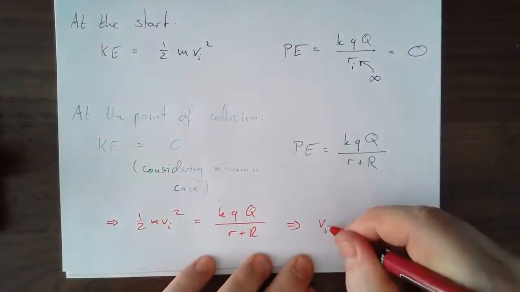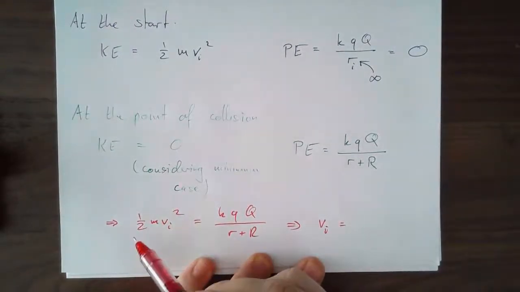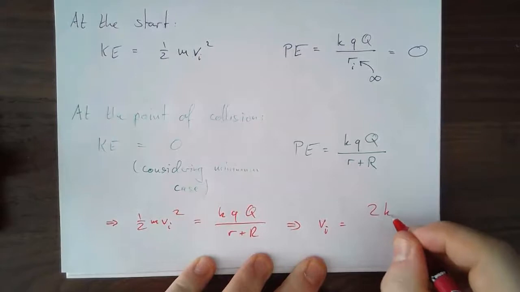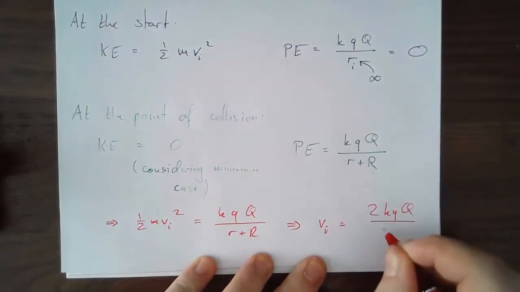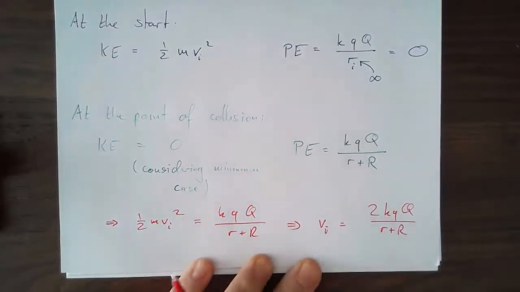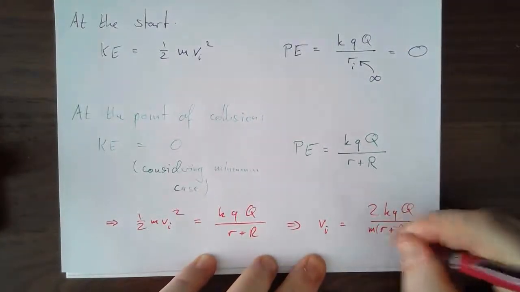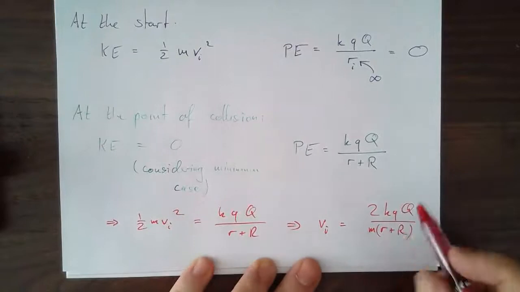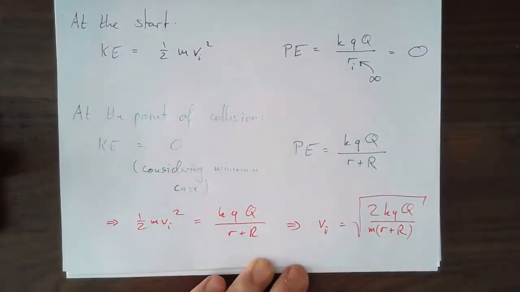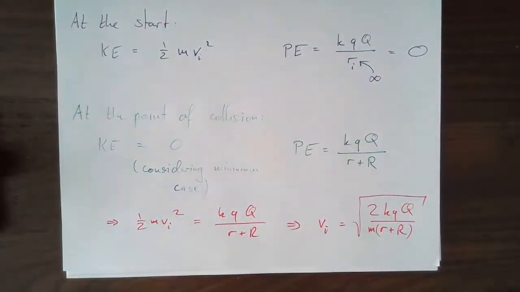The initial speed needed is going to be 2kq over r plus R. Don't forget the m, you divide by m. And then this was squared, so I'm going to take the square root. And there we go, that's going to be my answer. Algebraic in this case. Okay, let's study another example.